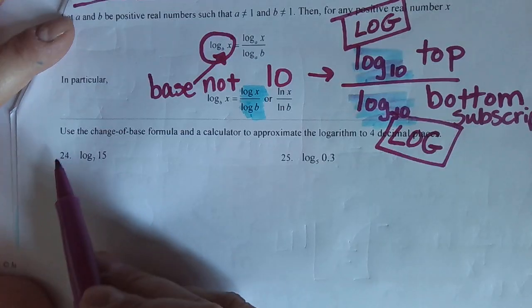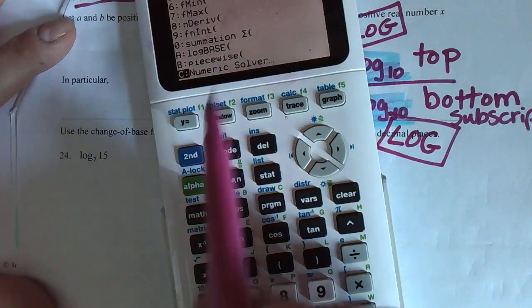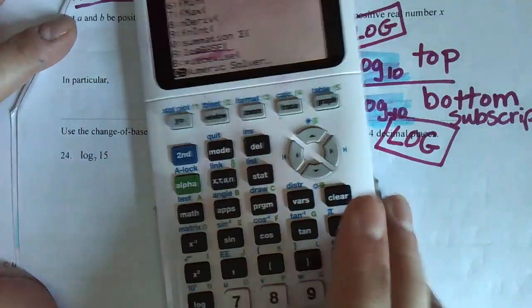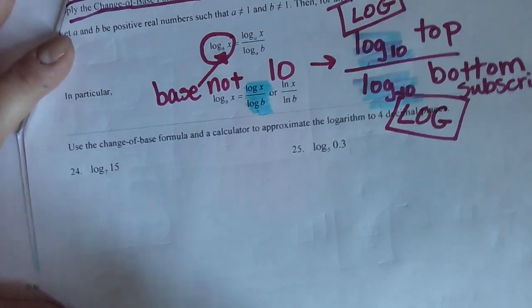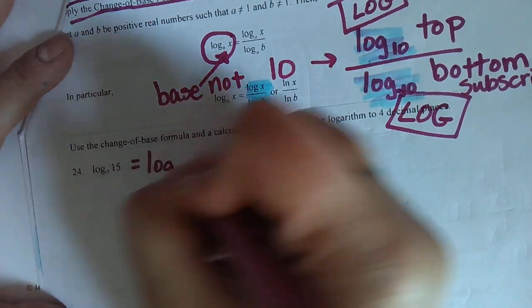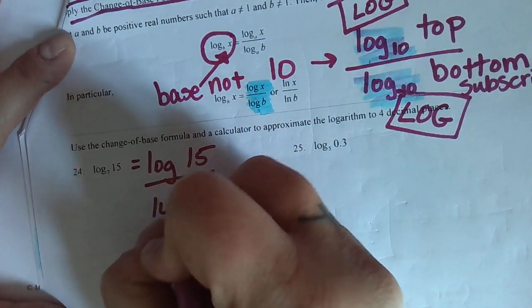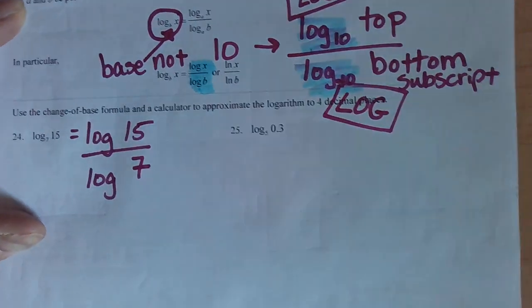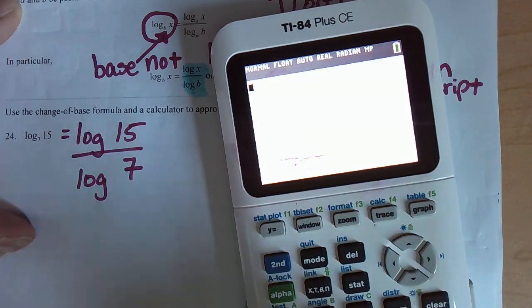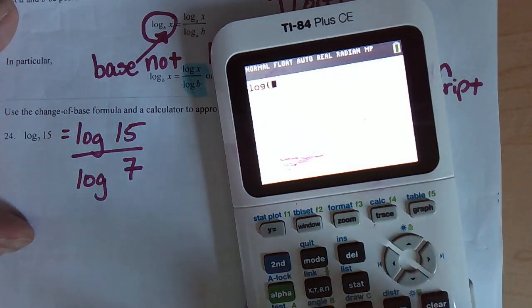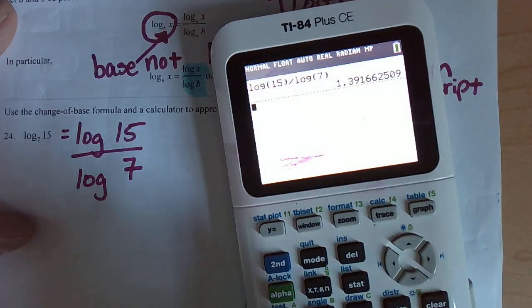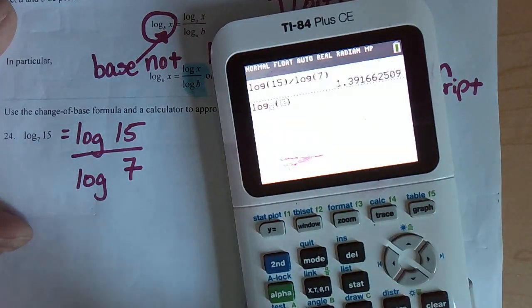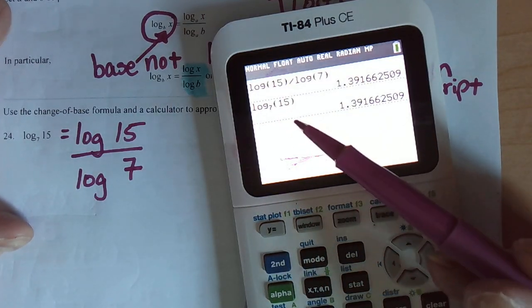All right, so this says use change of base formula. As in, what if we did not have this log base and we just had the log button? What would we do? Well, we'd say log of the big guy, 15, divided by log of the bottom guy. And then you type it in your calculator. Regular log 15, parentheses, divided by regular log 7. And that should be the same as if we would have used our fancy log base.